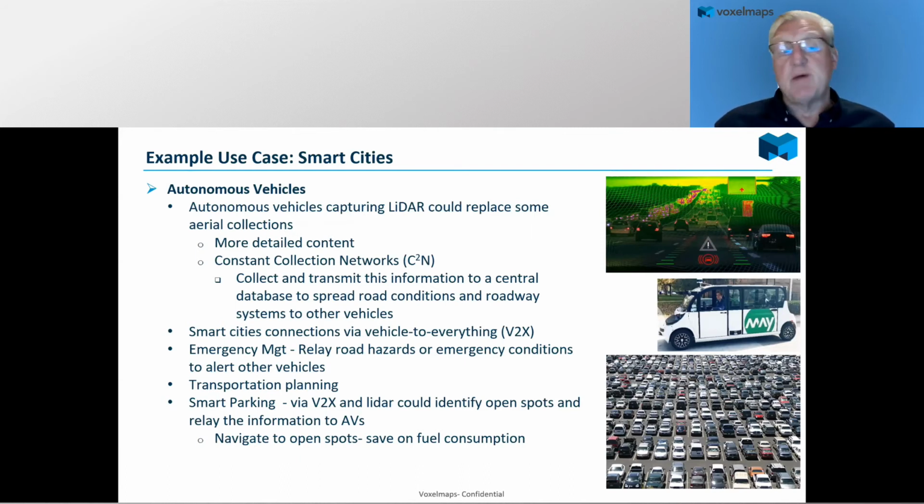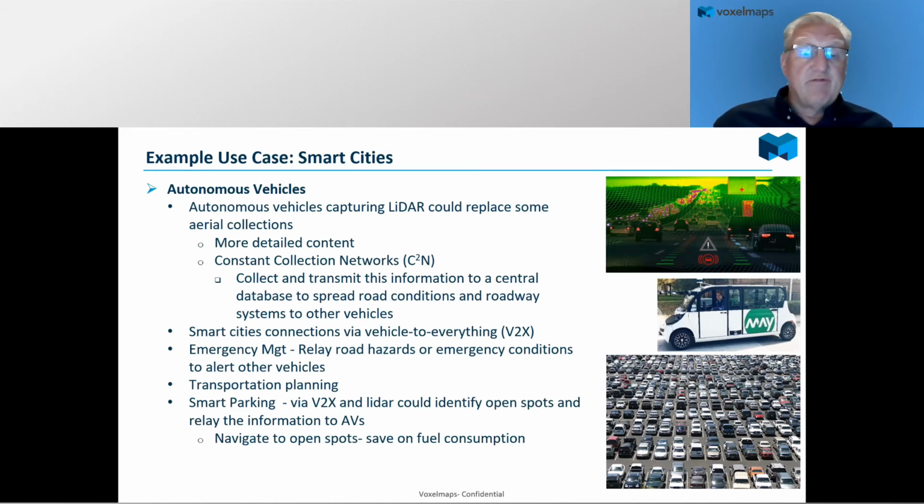And then this whole concept that we're promoting called the constant collection networks, or I call it C2N. So collecting and in real time transmitting that information to a central database to provide road conditions and roadway systems to other vehicles. And then smart city connections in the city itself with this whole vehicle to everything. So using just the vehicle itself as just another IoT sensor, and it can be used for emergency management, or relaying road hazards in the road. Somebody, a rock fall or something like that.